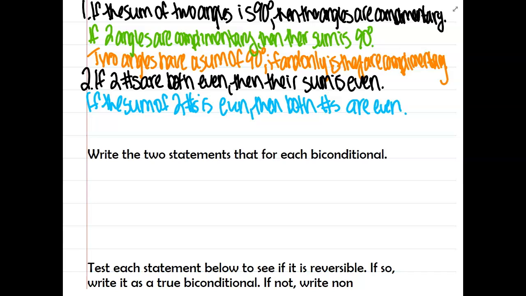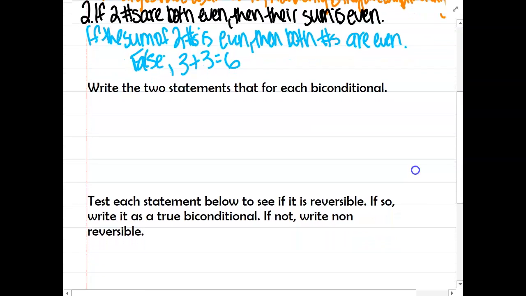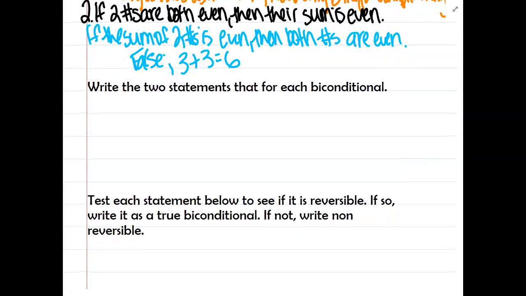So we could say, okay, that's false. If it's false, you should be able to give me a counterexample. What? 3 plus 3. Both odd, right? That gives me 6, an even sum, but 3 and 3 are odd. Good. Okay, questions on writing those biconditionals? Okay, let's go the opposite way. Let's look at a biconditional and see if we can write out the two statements from each direction.